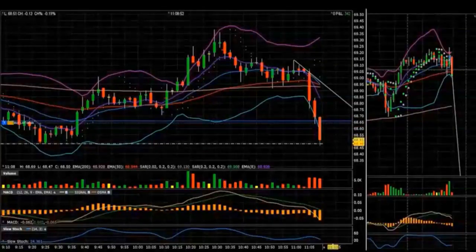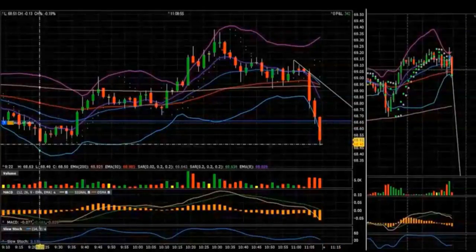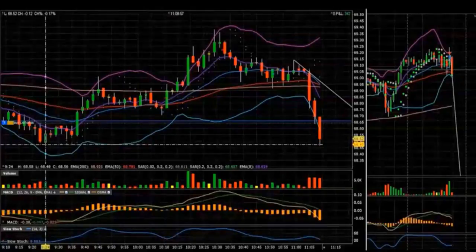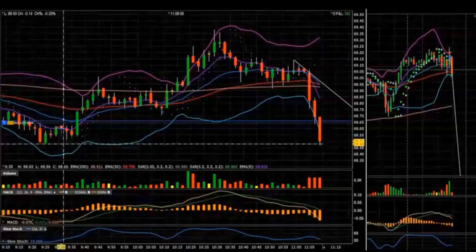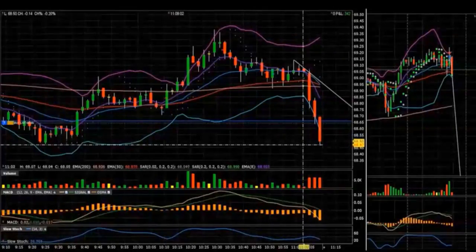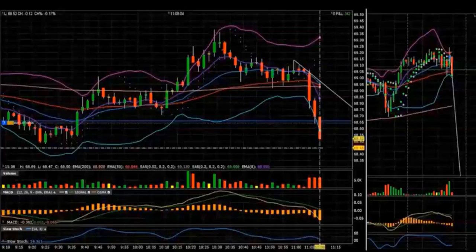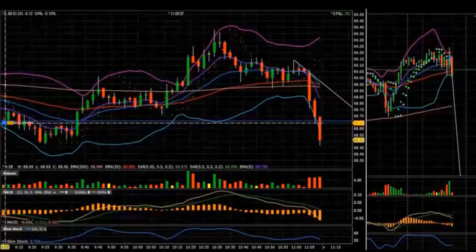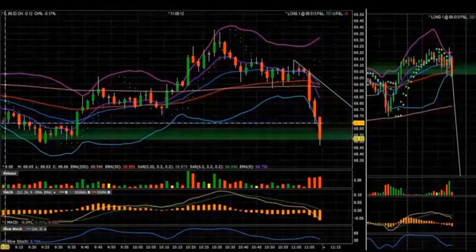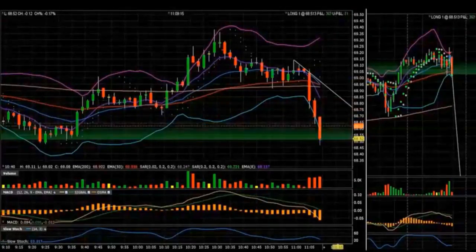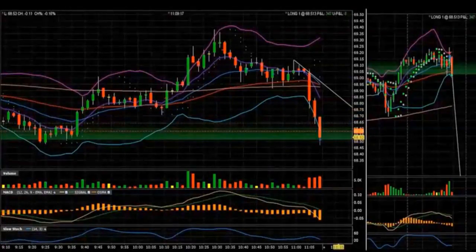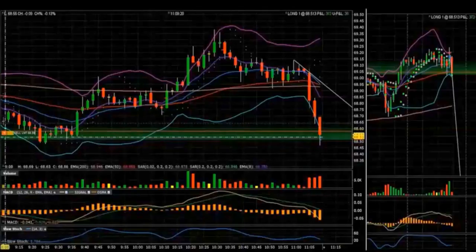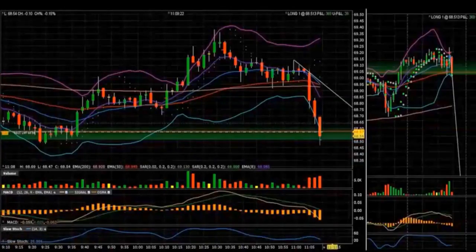So it broke the previous low right there. The previous low is 68.48. Broke it by 1 cent, 68.47. Here's an example of a scalp trade. I'll hit that, and I will get out as soon as it gets up to half of that bar.